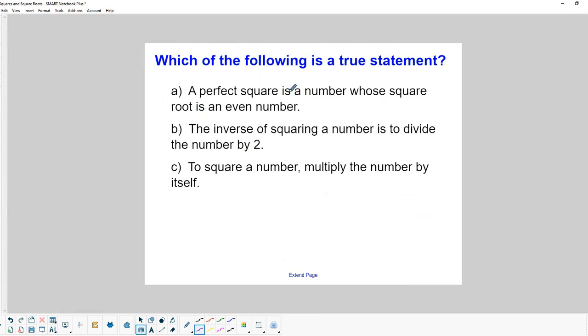Okay, which of the following is a true statement? Well, we've seen from the squares that we looked at a minute ago that not every perfect square has to be an even number. So this is not a true statement. The inverse of squaring a number is to divide the number by 2. That's incorrect. The inverse of squaring a number is to find its square root. So the last one, to square a number, multiply the number by itself. That is the true statement here.